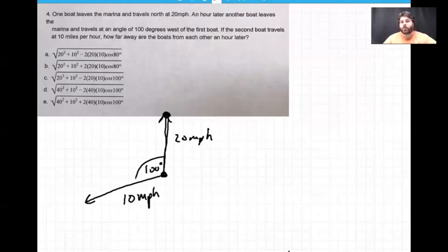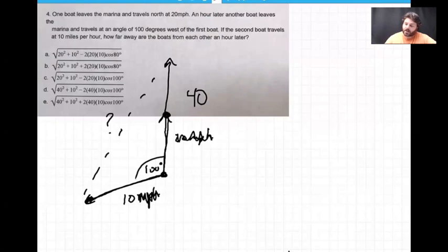Then it says an hour later, how far away are they? So an hour later, this guy's 10, and this guy here has gone 20, and then another 20, because he actually went for 2 hours. So the distance here is 40. So what we're trying to find is this distance here. This looks exactly like a law of cosines problem. Plus, I mean, look at all the answers. Those look like law of cosines.